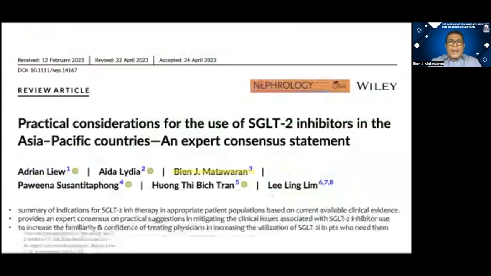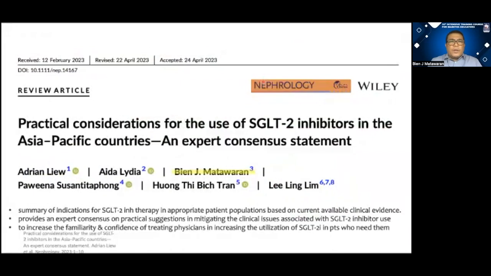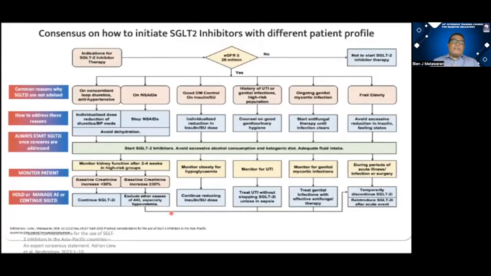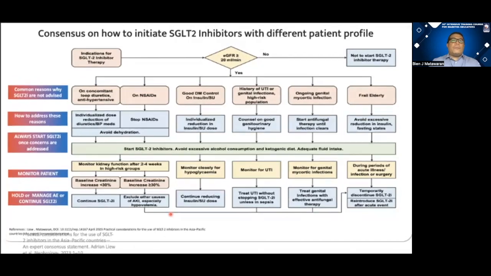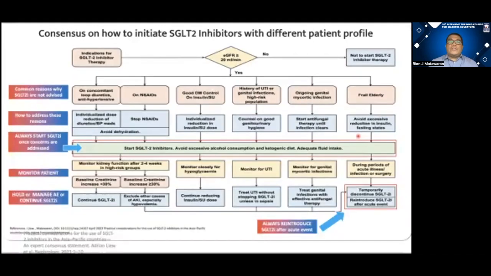I invite you to read the practical considerations for the use of SGLT2 inhibitors in the Asia-Pacific countries. I had the opportunity to be part of this consensus statement. And here, we give advice on how to start SGLT2 inhibitors in different conditions. So those, for example, with concomitant loop diuretic, those on NSAID, those with good glycemic control on insulin, those with history of UTI, those with ongoing mycotic infection, and those who are frail and elderly. So make sure that you know how to start and eventually reintroduce SGLT2 inhibitors in those patients with acute events.